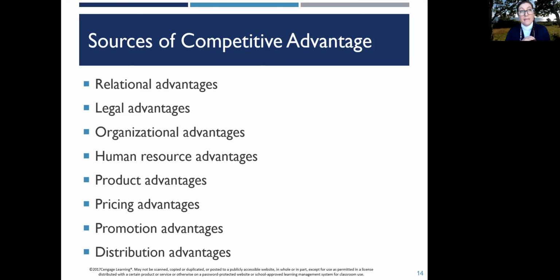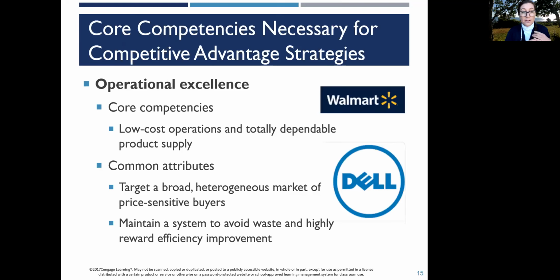And then distribution advantages. Maybe we have an exclusive strategy for distribution, and that is our advantage. At the other end of the scale, maybe we have a saturation strategy in terms of distribution, and that is our advantage.